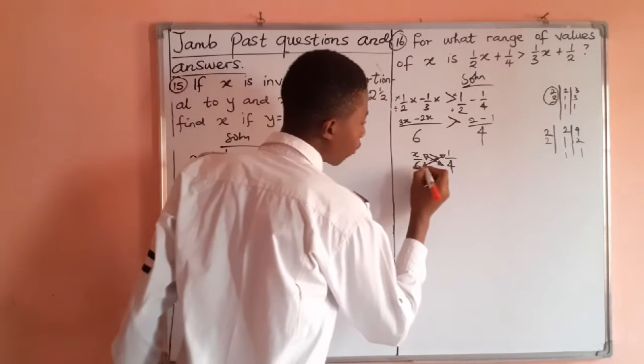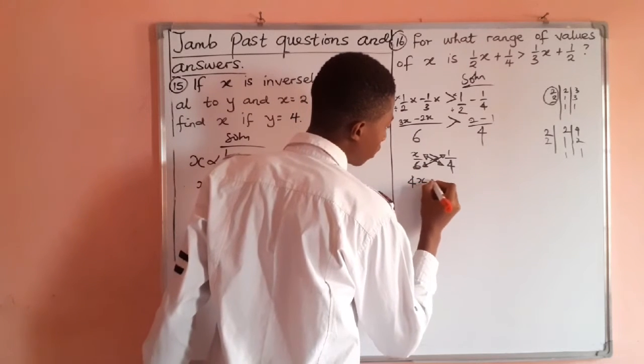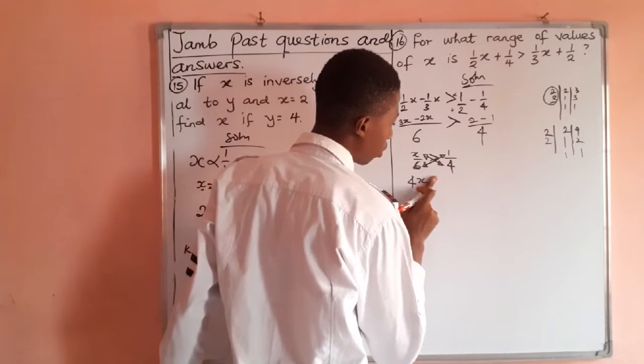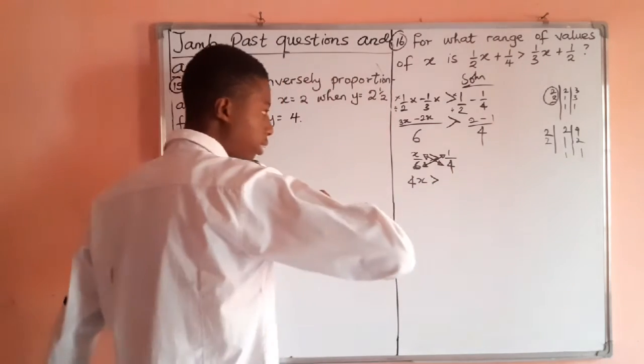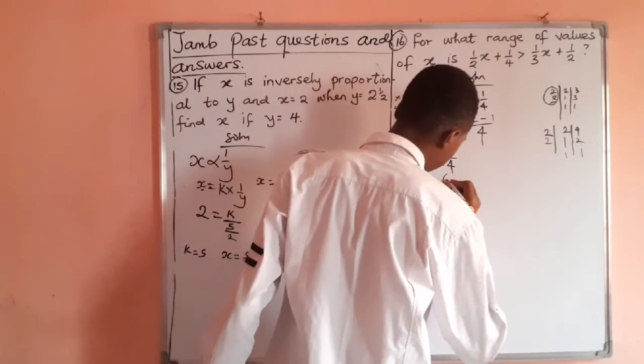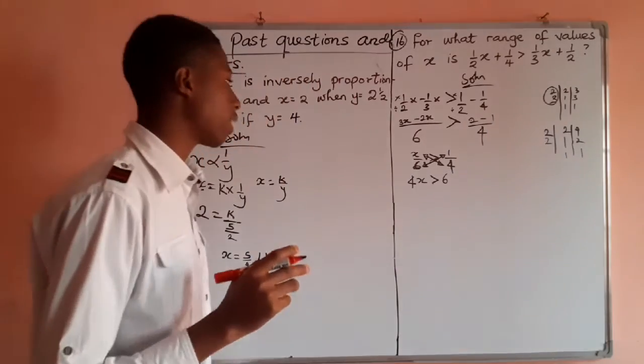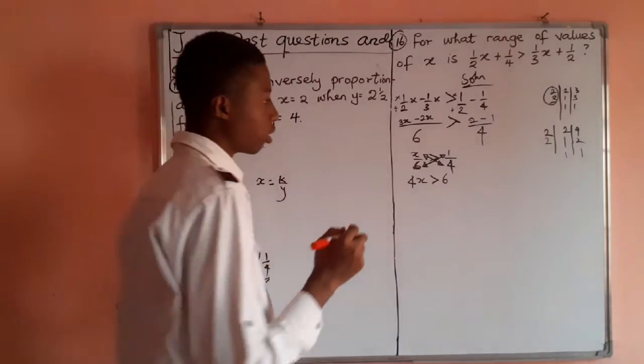Meaning 4 times x will give us 4x is equal to, don't put equals, you always have to put the sign that was there, is greater than 6 times 1, which is 6. Now you divide both sides by the coefficient of x, which is 4.